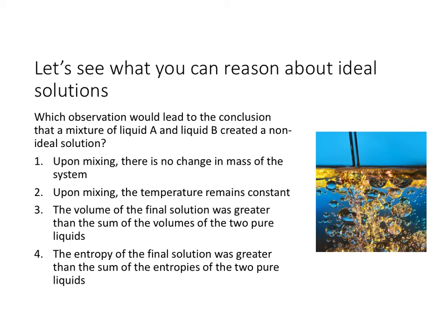Okay, let's talk about this clicker quiz question. If you haven't done this one on Canvas, go online and do it now. So here's the question. Which observation would lead to the conclusion that a mixture of liquid A and liquid B created a non-ideal solution? Upon mixing, here's the first possibility. Upon mixing, there is no change in mass of the system. Well, according to the law of conservation of mass, no matter what we do in chemistry, we're not going to be changing the mass of the system. So that would actually be true for ideal or non-ideal solutions. So that's not the right answer.